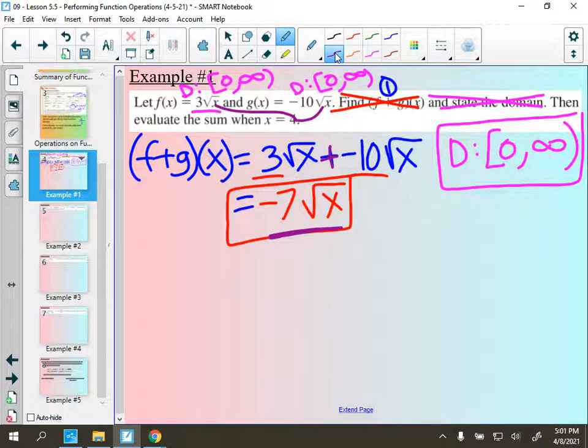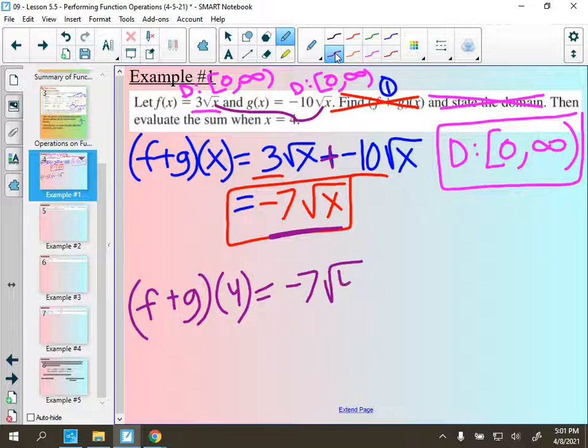Just, again, watch your notation here. So we would say f plus g, not of x anymore, but of 4, which is what we're plugging into this function, equals negative 7 times the square root of 4, which is going to be 2. So ultimately, the calculation we're going to do is negative 7 times 2, which is negative 14.